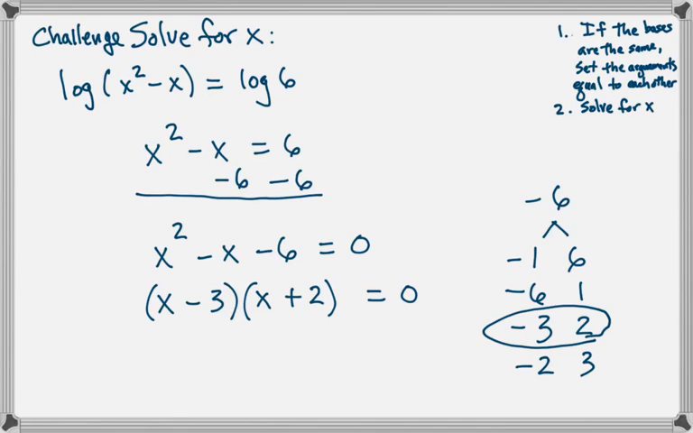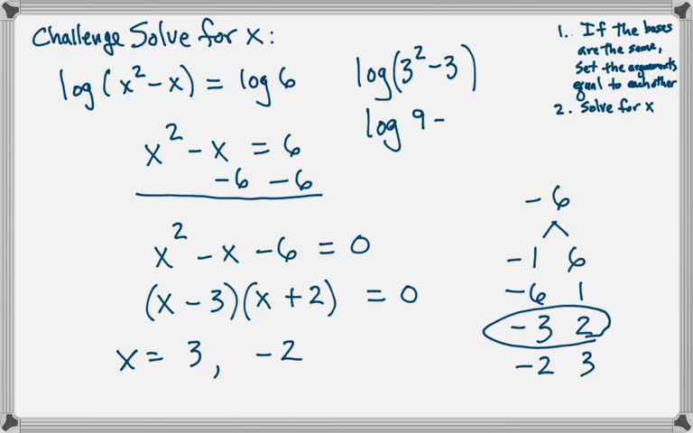So to solve that for equaling 0, x would have to equal 3 and x would have to equal negative 2. You, of course, could check those answers by plugging those in. I'm going to go ahead and plug in a 3 real quick in for all the x's on the top here and just see what that gives me. So it would be log of 3 squared minus 3. And 3 squared is 9, so this would be log of 9 minus 3, which is log of 6. So that does equal that equation right there.